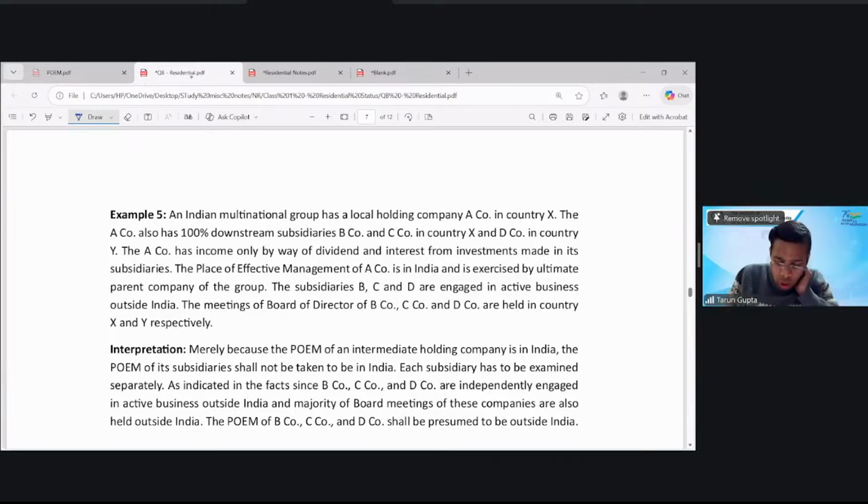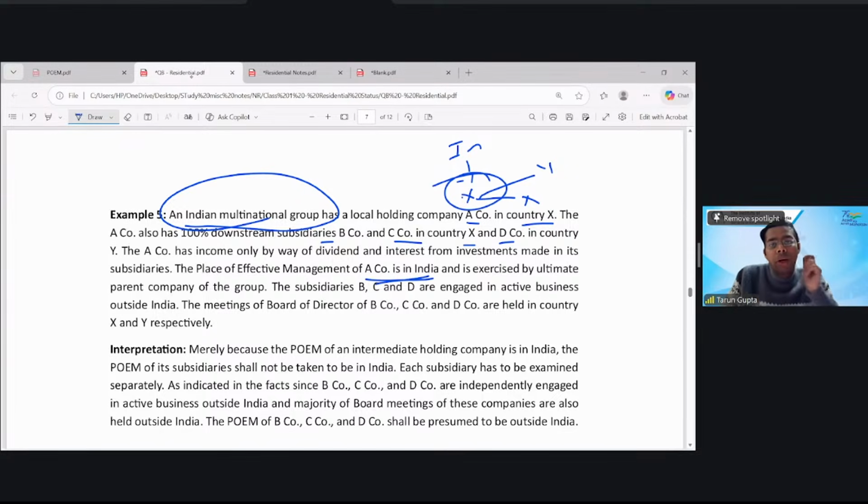An Indian multinational group has a local holding company, A company, in country X. The A company also has 100% downstream subsidiaries B, C and D in country X and Y. So there is an Indian company, then a company in country X, which again has companies in country X and country Y. The place of active management of this intermediary holding company is stated to be in India and is exercised by the ultimate parent company of the group. It is an Indian company.